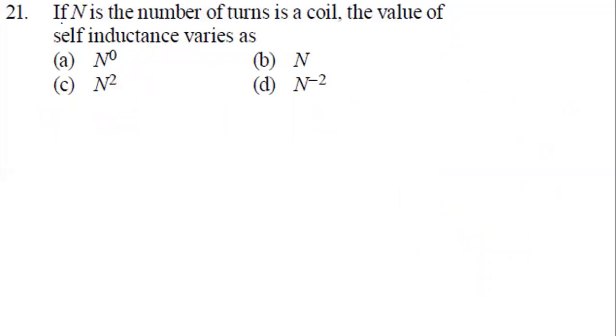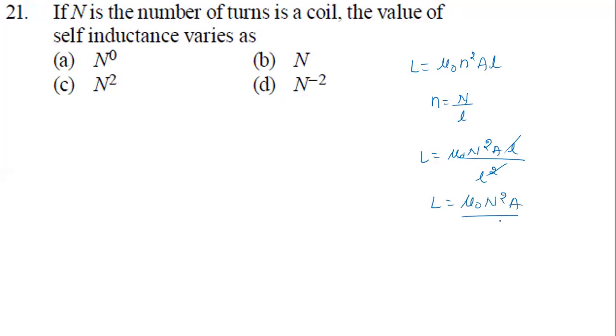Question number 21. If n is a number of turns in a coil, then the value of self-inductance varies. What is the formula for self-inductance? L equal to mu naught n square A times of l, where n is what now? Number of turns. So what is the formula for number of turns? N by l. So if I insert the value, it will become L equal to mu naught N square A l divided by l square. l is going to cancel one time. L equal to what now? Mu naught N square A divided by l.